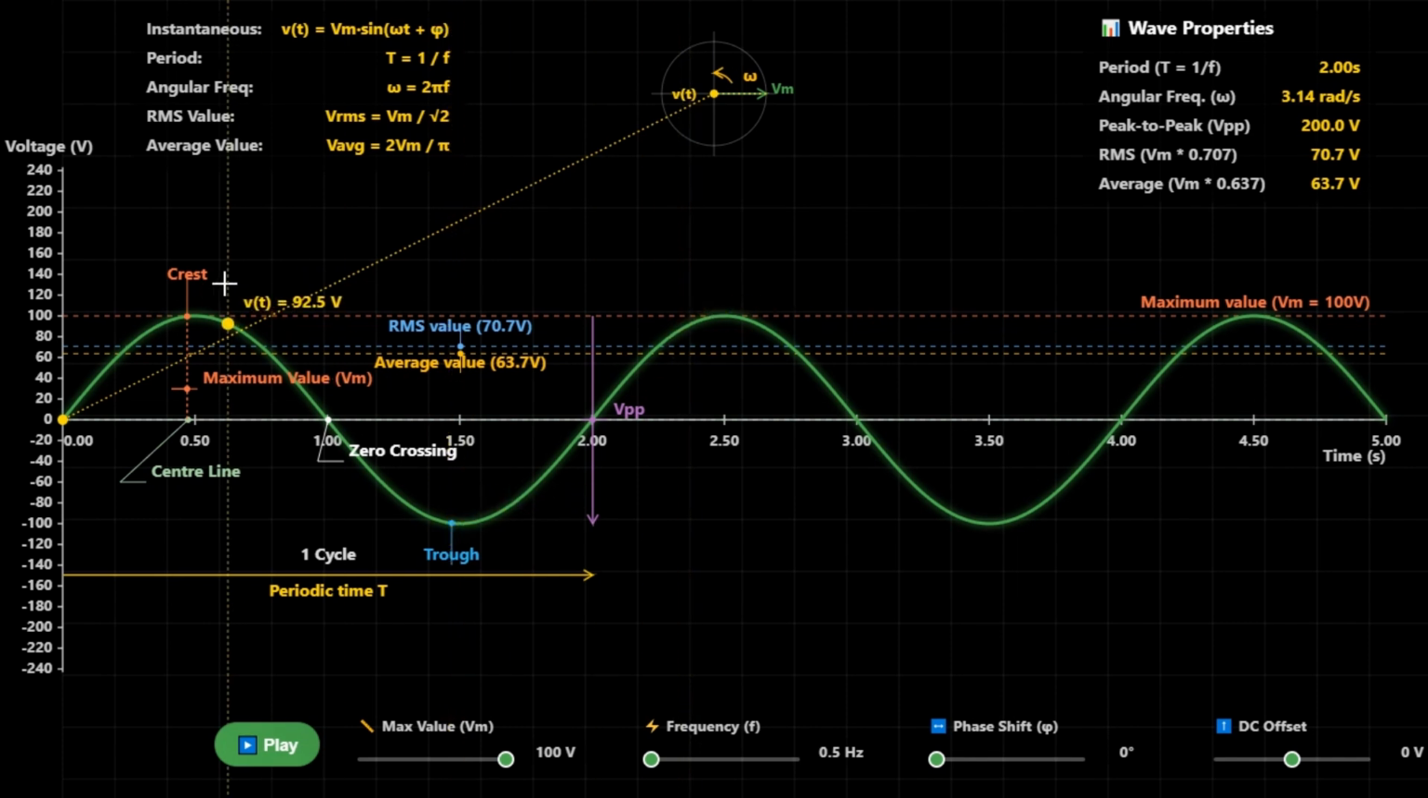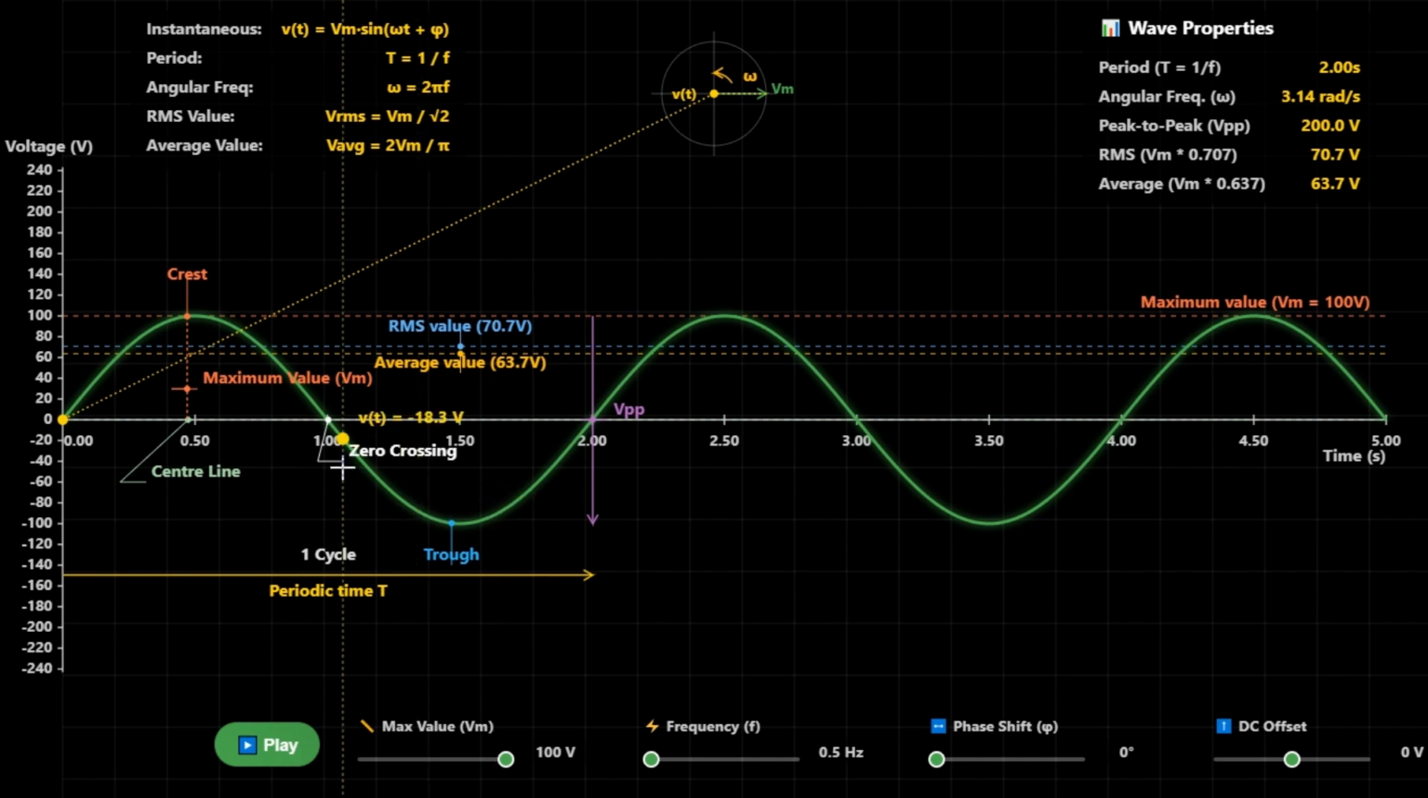Then next is crest or trough. Crest means the highest point of the sine wave and trough means the lowest point. These are easy visual indicators of the wave motion.